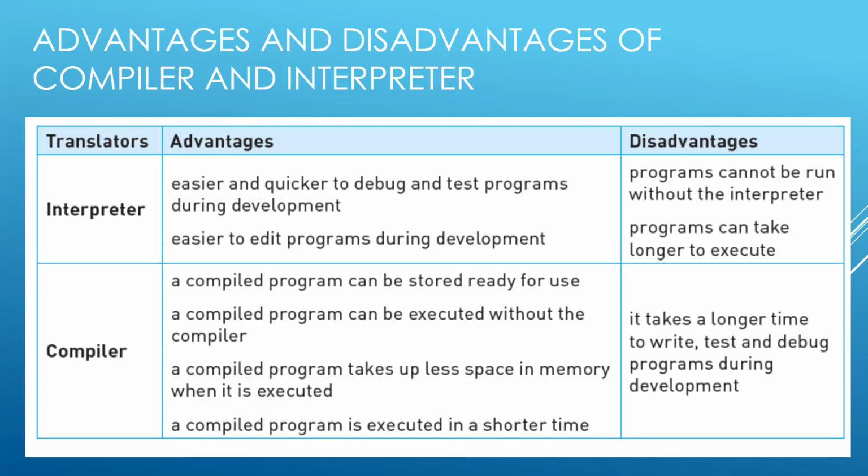As far as compiler is concerned, a compiled program can be stored ready for use. You can use it as soon as you have compiled it. A compiled program can be executed without the compiler. You don't need a compiler at all. You can work without the compiler. You don't need C. You don't need any sort of compilation once the exe file is being produced. A compiled program takes up less space in the memory when it is executed. A compiled program is executed in a shorter time. On the contrary, it takes longer time to write, test, and debug programs during development.